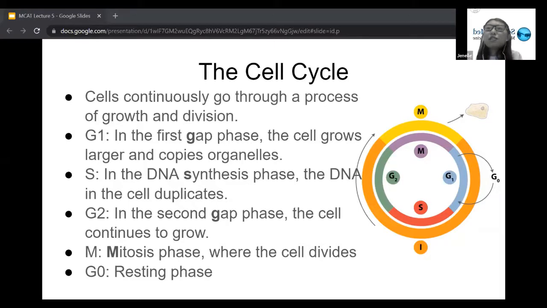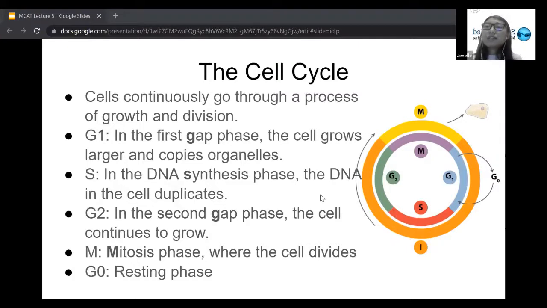The first is G1, or the first gap phase. In this phase, the cell utilizes nutrients and grows larger. It copies organelles and creates building blocks to prepare for the next step. So as you can see here in the diagram, we're starting at the right side here, G1, and then we keep going to here, which would be the S phase.